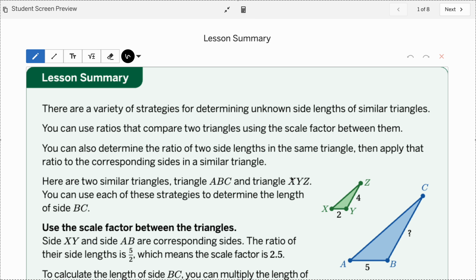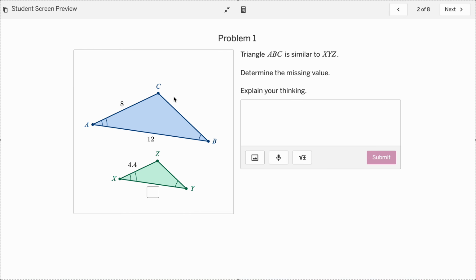So here is lesson 14 homework. Problem 1 says triangle ABC is similar to triangle XYZ, and we have to find this missing angle here.